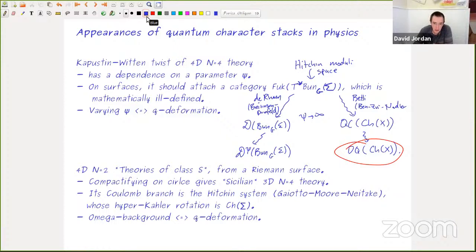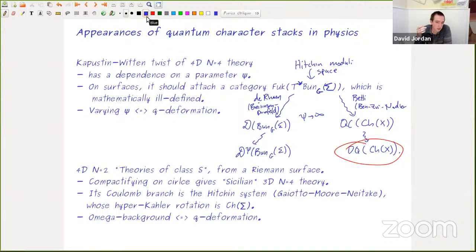Another place that this appears, which is really the same place in disguise, but let me mention it. If we look at 4D N=2 theories, certain ones called theories of class S that are determined from a Riemann surface, so that's a 4D theory. We can compactify it on a circle, and we get certain 3D N=4 theories that have the nickname Sicilian theories. I'm not sure who gave this name. So if we look at the Coulomb branch of this theory, that is, if we study its value on the 2-sphere, then we again get the Hitchin system. And I believe this is due to Gaiotto, Moore, and Neitzke. And again, a certain hyperkähler rotation of the Hitchin system is again this character stack of the surface. Okay, so the same character stack arises as a Coulomb branch.